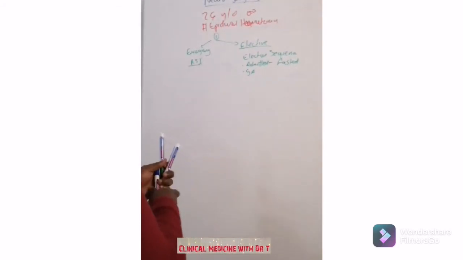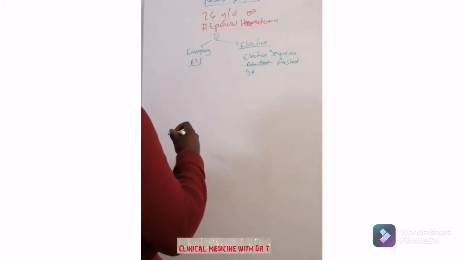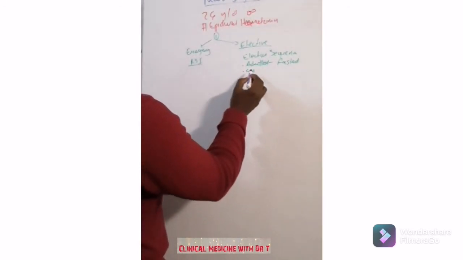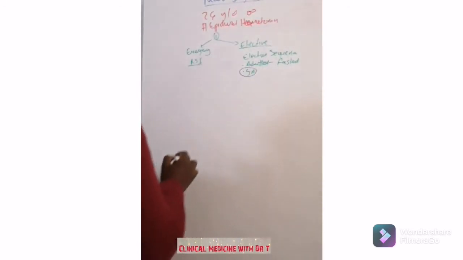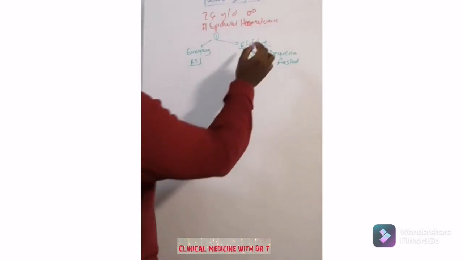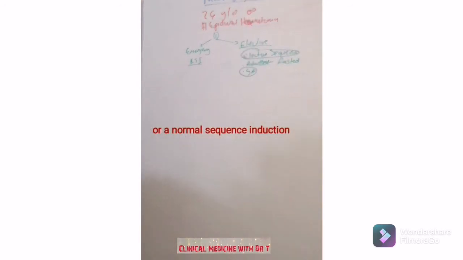So we have answered two crucial questions based on the information that we have. We know that we're going to do a GA, and we know that we are going to do an elective sequence. That's what we know. Now we can start talking about what are the drugs that we're going to be giving.